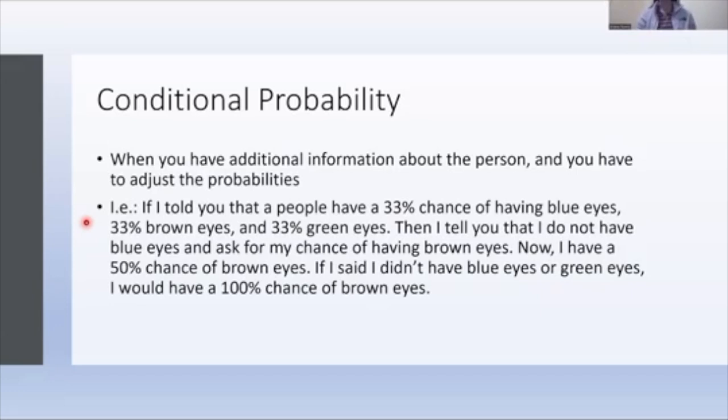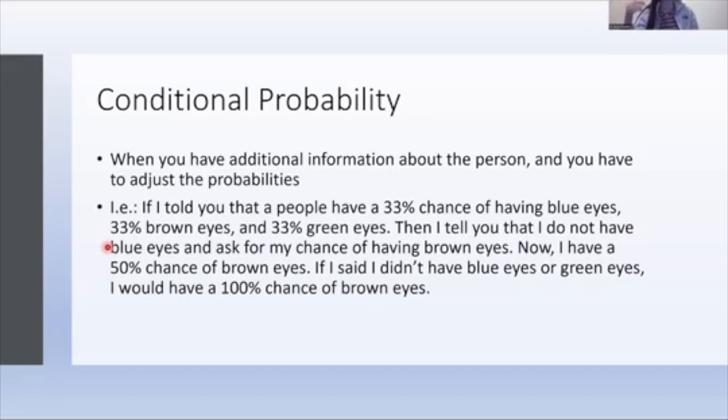So let's do another example. Same 33% here, here, and here. But now I tell you, I don't have blue eyes, and I also don't have green eyes. Now what is my eye color chance? Well, if I don't have blue eyes, that's no longer a 33% chance, that's a 0% chance. I don't have green eyes, that's now a 0% chance. I only have one option left. So it's not a 33% chance I have brown eyes when that's my only option. It's a 100% chance I have brown eyes.